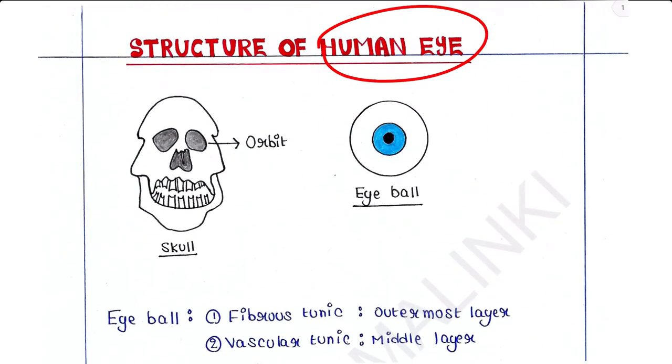First of all, our eyes are located in the sockets of the skull called orbits. So you can see we have two such orbits where our eyes are located. And our eye is actually in the form of an eyeball, which is a spherical structure.